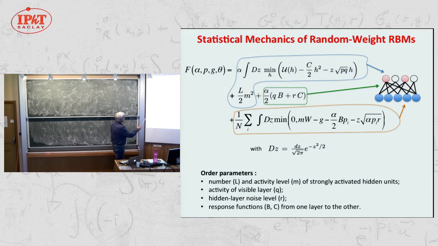Okay, and M here is the activity, the magnetization, of the very strongly activated hidden units that we expect to find in the ferromagnetic phase, as we had in the Hopfield model. Okay, and the whole thing should be optimized over everything. And L here is the number of strongly activated hidden units. So there are all other parameters which should be found by extremizing F.